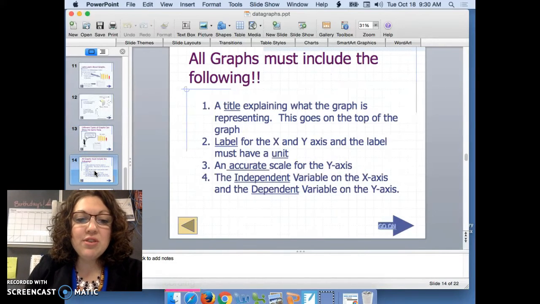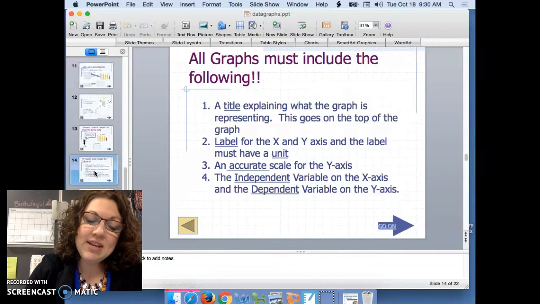A graph must include the following information: a title explaining what the graph is representing. This goes on the top of the graph. Label for the X and Y axis, and the label must have a unit. An accurate scale for the Y axis. Remember, the scale is what you count by. The independent variable on the X axis, that's the variable that you're going to control. That's the variable you're changing on purpose. And the dependent variable is the variable that you're measuring, and it depends on the independent variable.